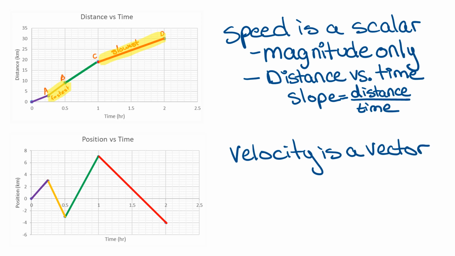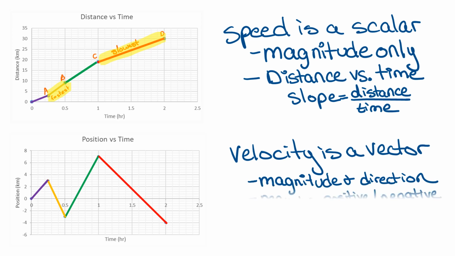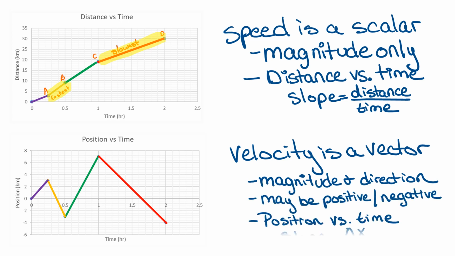Now, as for velocity, this is a vector, which means it consists of both magnitude and direction. Thus, in a position versus time graph, both positive and negative values are seen, since the slope refers to the velocity, which is change in position over a change in time, also referred to as displacement divided by time.